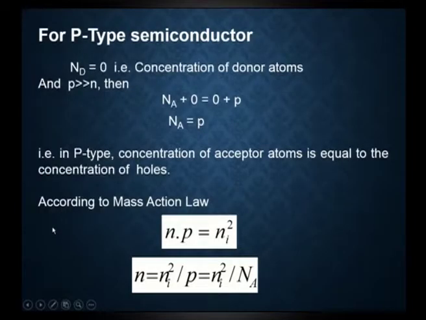Also, the same thing we need to apply for the mass action law, where the product of the number of electrons and holes is equal to the intrinsic carrier concentration squared. So, this can be rewritten as n is equal to ni squared divided by p. The p value can be substituted as Na, which is known for a P type semiconductor.